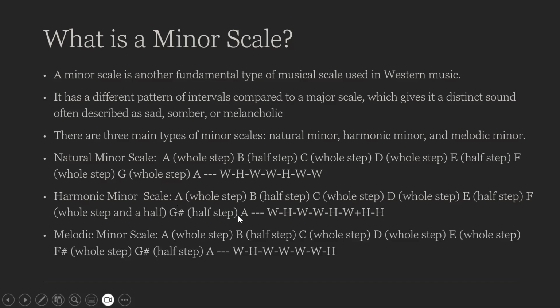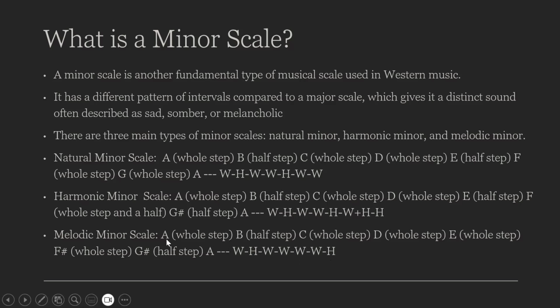Then the last one is the melodic minor scale. The pattern of intervals in melodic minor is as follows: tone, semitone, tone, tone, tone, tone, semitone. I think this one is very simple. It is almost similar to the natural minor, but the last part is what makes the difference, because it is interchanged.